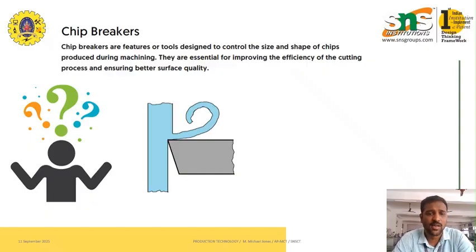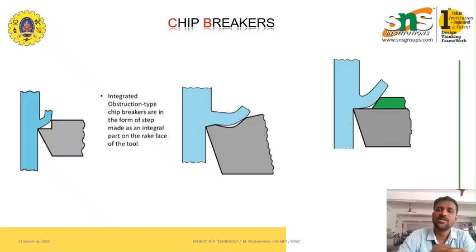In some cases, when continuous chips are formed, these whirls may interfere with the completed finished workpiece and create scratches and scores that hinder the surface finish of the workpiece. So we will intentionally break these chips. How can these chips be broken? I've listed three different types. The first one is the obstruction type, and the second one is adding a separate tool.